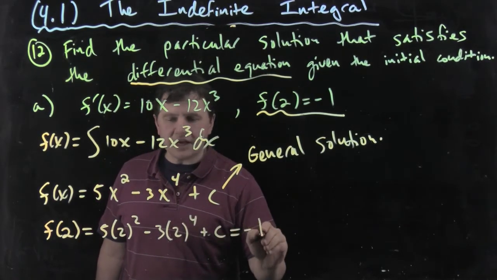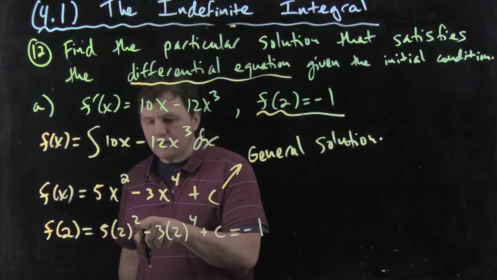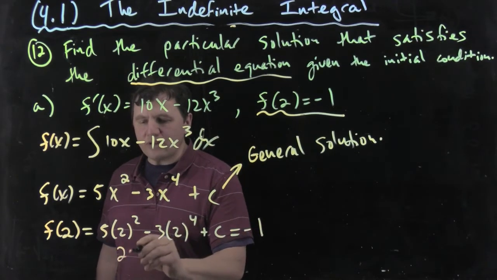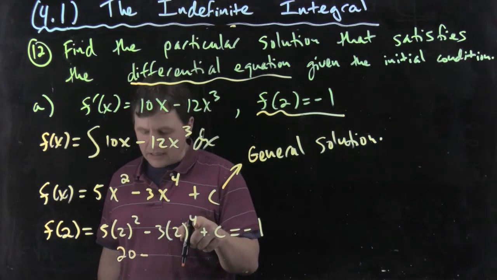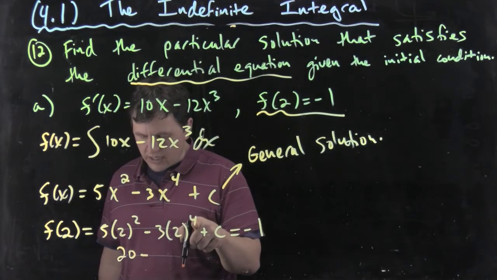And the output of that is negative 1. So 2 to the second, that is 4, so this is 20. Minus 2 to the fourth is 16. 16 times 3.